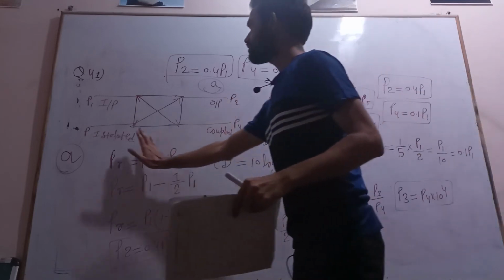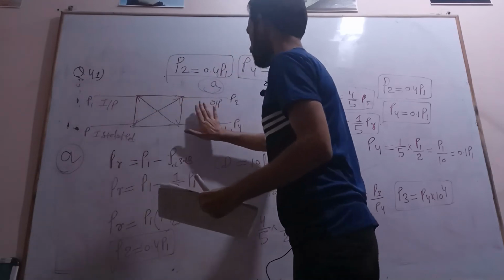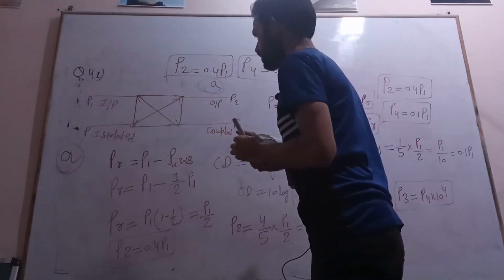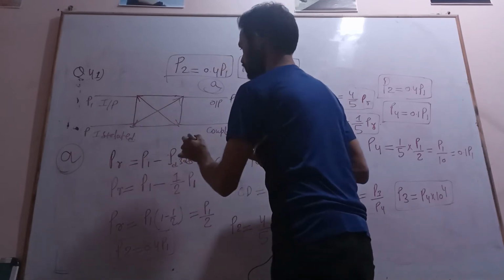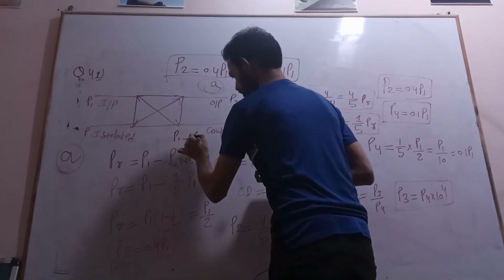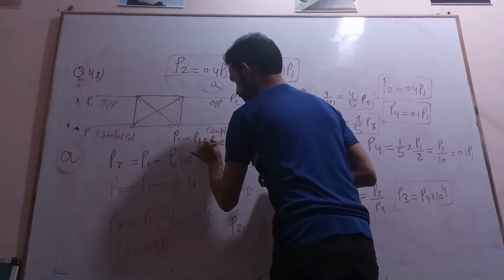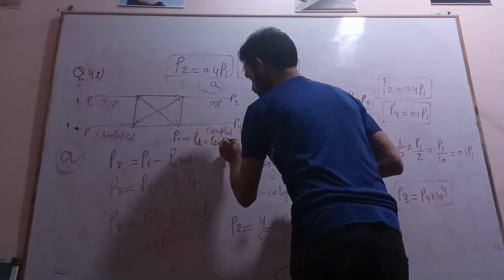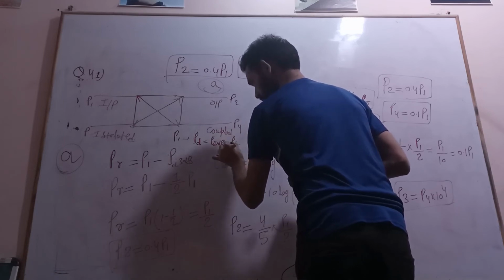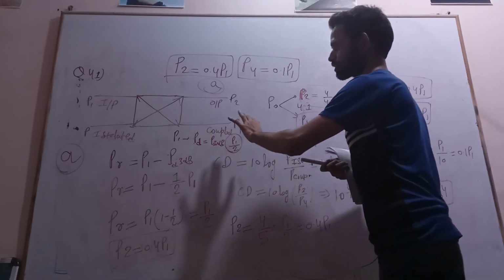So nothing else we have to do here, just the input power. The input power is coming, and after that there is a 3 dB dissipation of this input power. Power dissipation is 3 dB, that is P3 dB. So P3 dB is nothing but P1 by 2. 3 dB loss means half power.